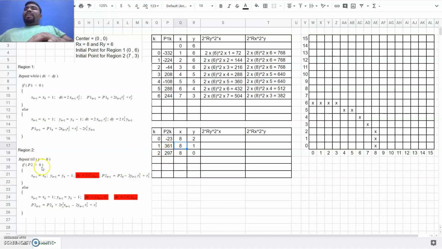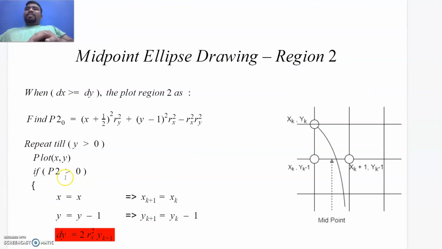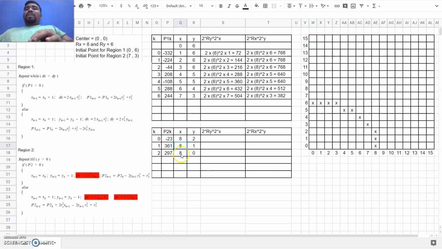which is again greater than 0. If it is greater than 0, I need to again see that the midpoint is lying outside the arc. So the arc needs to choose the left hand side point, which is xk, and y will surely decrement by 1. So x is remaining the same and y is coming to 0. As y came to 0, that is the stopping condition because y needs to be greater than 0. So as we have that, we can see the plotting done for the first quadrant.